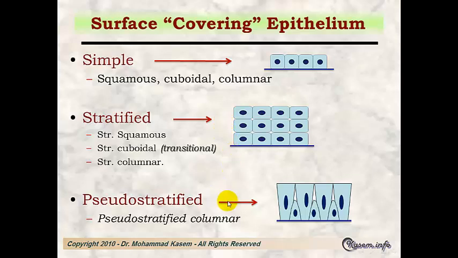And finally, the pseudo-stratified type, which looks like several layers, but actually is a single row of cells. It looks like several rows because of the arrangement of nuclei at different levels. It looks like stratified, but actually it is a single row of cells, and so they call it pseudo-stratified epithelium, pseudo-stratified columnar epithelium like this one.